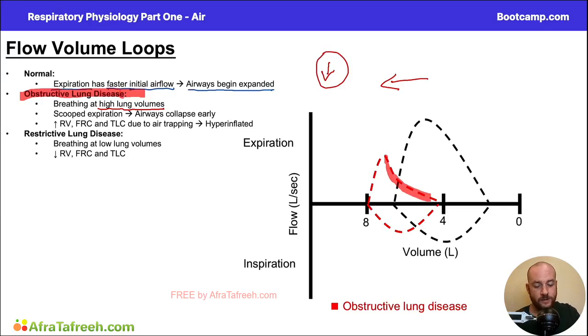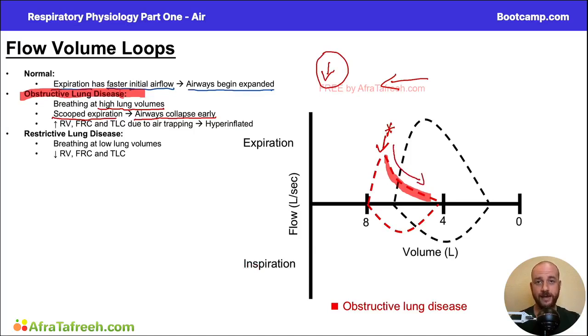And the reason that we see this scooped expiration is because right here, the equal pressure point is moving close to the alveoli in a region that's not protected by cartilage. And as a result, the airways are going to collapse early in expiration. So at this point right here, we're going to see early airway collapse. And so these patients are basically expiring through collapsed airways. And so the flow rate rapidly declines, and this is going to show up on the curve as a scooped portion of the curve.